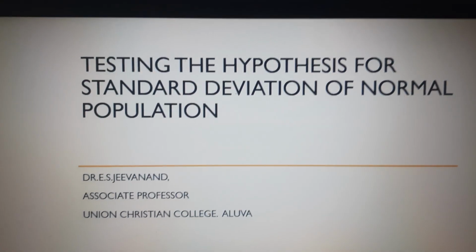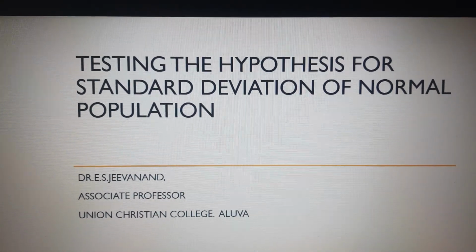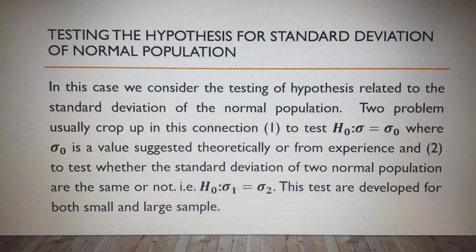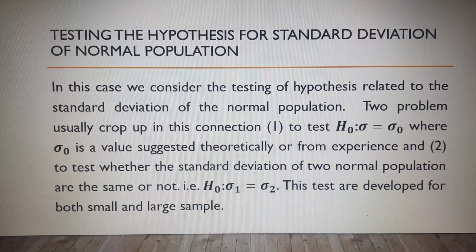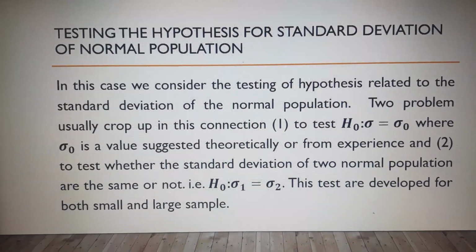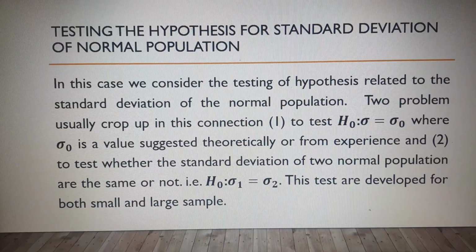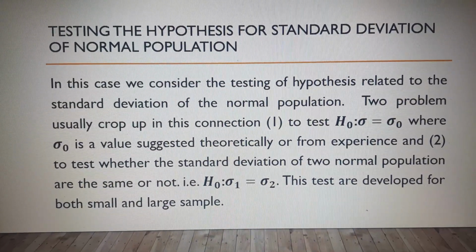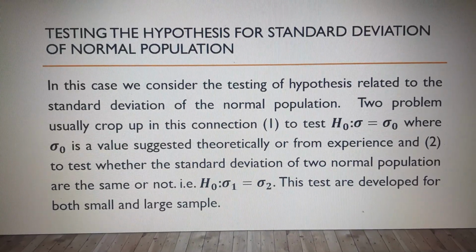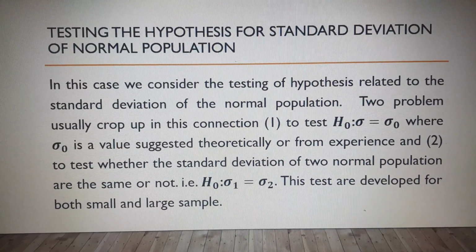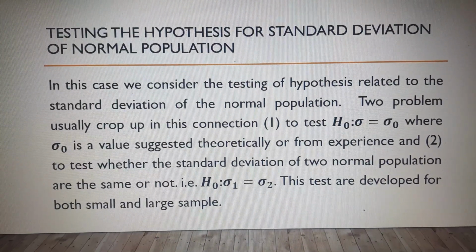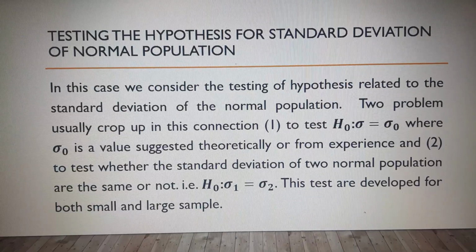In this section, we are going to study the testing of the hypothesis for standard deviation of normal population. So, in this case, we are going to test the hypothesis H naught: sigma equal to sigma naught, where sigma naught is a value suggested theoretically or by experience, and to test the equality of standard deviation of two normal population, that is H naught: sigma 1 equal to sigma 2. The tests are developed for both small and large sample.